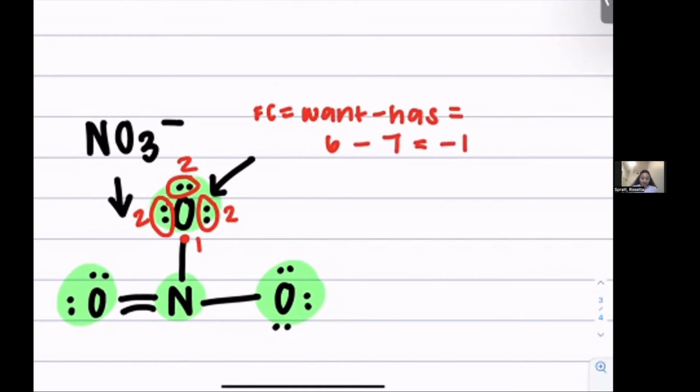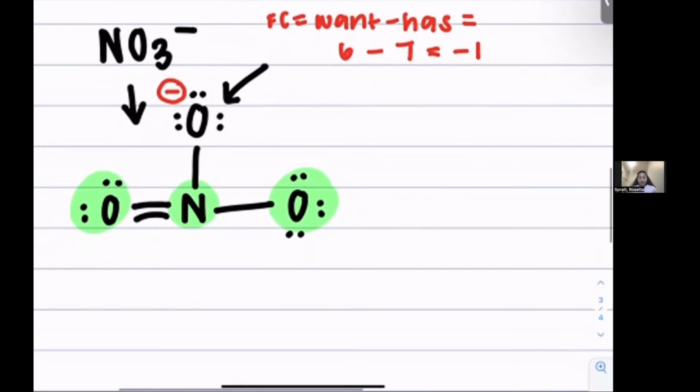I'm just going to erase all these. The formal charge on this oxygen is -1, and I'm just going to leave this as a negative sign. I hope that makes sense. Let's do the same thing for this oxygen over here.